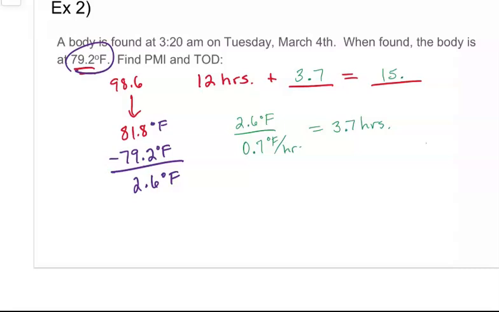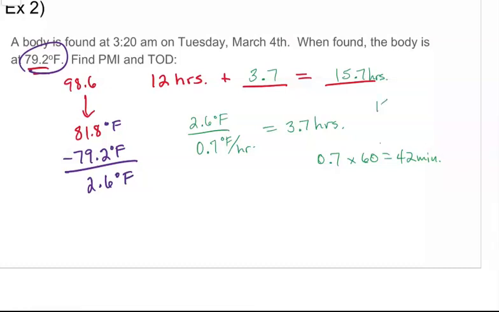Now my PMI, I could change this 0.7 into minutes by just saying 0.7 times 60, and that is going to give me about 42. So 42 minutes. So we could say as our PMI, postmortem interval, is 15 hours, 42 minutes. Okay, so that's the PMI.